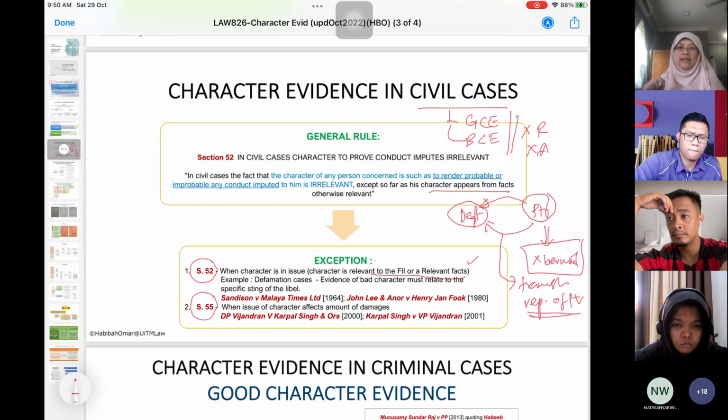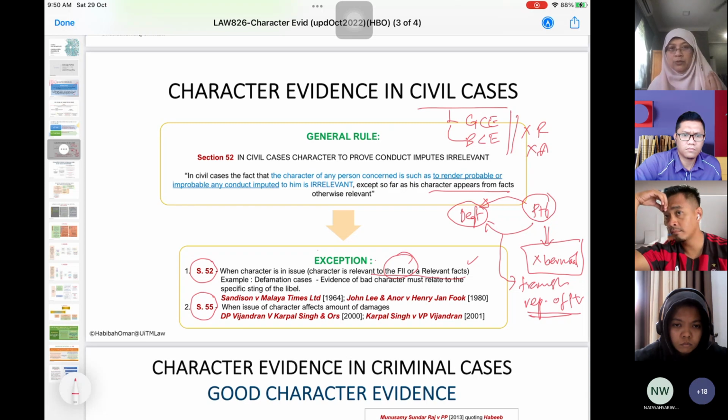So maknanya dia impact terhadap reputation dan disposition, the impact terhadap character of the accused person tu adalah faktor yang perlu dibuktikan dalam kes. Dia adalah fakta persoalan. Get that? So because of that, dia perlu dibawa masuk dekat court. Ya, maknanya evidence relating to character boleh bawa masuk sebab dia adalah satu elemen yang perlu dibuktikan.